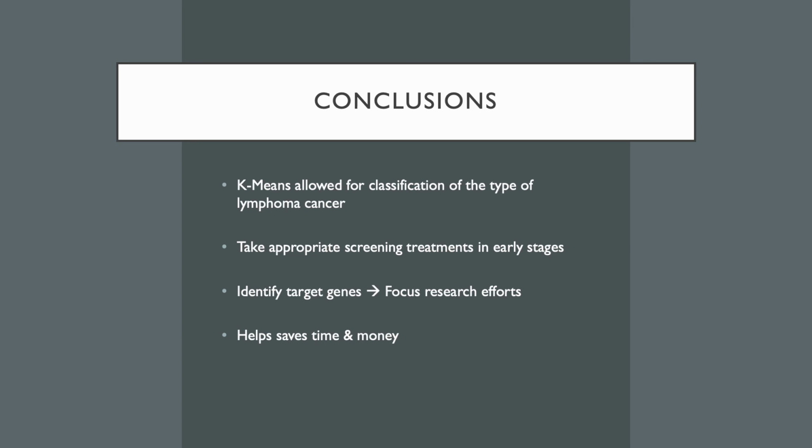To conclude, I show that K-means performs adequately in classifying lymphoma cancer. With this knowledge, scientists can take appropriate screening treatments, especially in the early cancer stages, to ensure higher chance of survival. Through principal component analysis, we can identify the features or genes that contain the most information from the dataset. This allows identification of target genes and can help focus research efforts towards these specific genes. And overall, this can help save scientists and researchers time and money. That concludes my presentation.